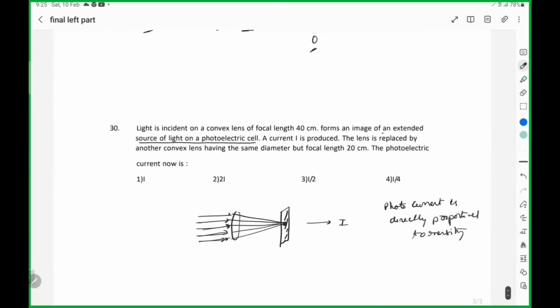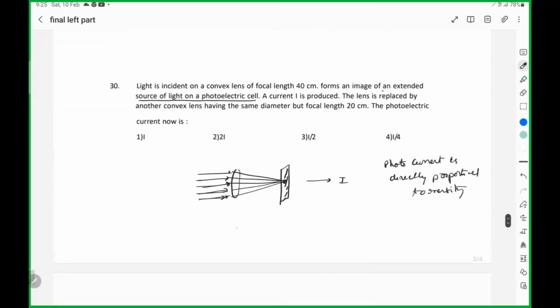Suppose here the lens is replaced by another convex lens. Again, light is incident on this, but its focal length, earlier 40 centimeter, is now lesser. Here again, the photosensitive material is placed on this. Again, whatever light is incident on this, all the light converges at the plate placed at the focal length. Again, intensity will be the same. There is no change in the intensity. There is no change in the photocurrent. So the answer is the first option.